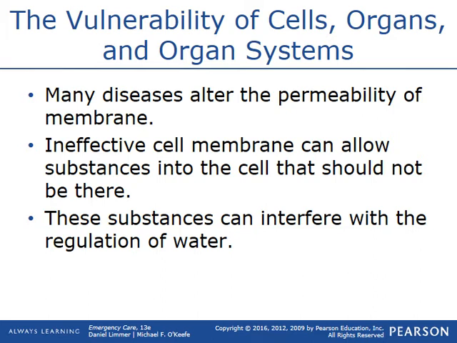Let's talk about the vulnerability of cells, organs, and organ systems. There are many diseases that alter the permeability of a membrane, too many to list at this point in time. But remember that an ineffective cell membrane can allow substances into the cell that should not be there, which is how some of these things become more of a problem. These substances can interfere with the regulation of water, regulation of glucose, or anything else like that.